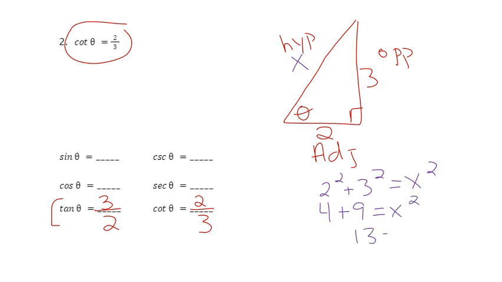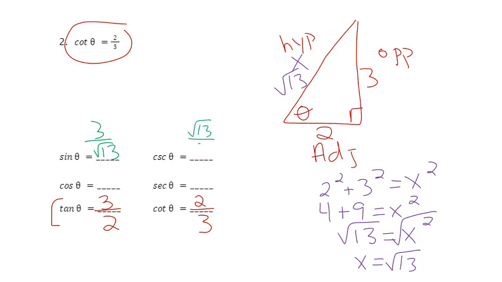We get 13, and then we're going to take the square root, and we get radical 13. And now we're going to go ahead and write all of our ratios. So sine is going to be opposite over hypotenuse, so 3 over radical 13. Cosecant will be the reciprocal, so root 13 over 3. Cosine will be 2 over radical 13. And then secant will be the reciprocal, root 13 over 2.